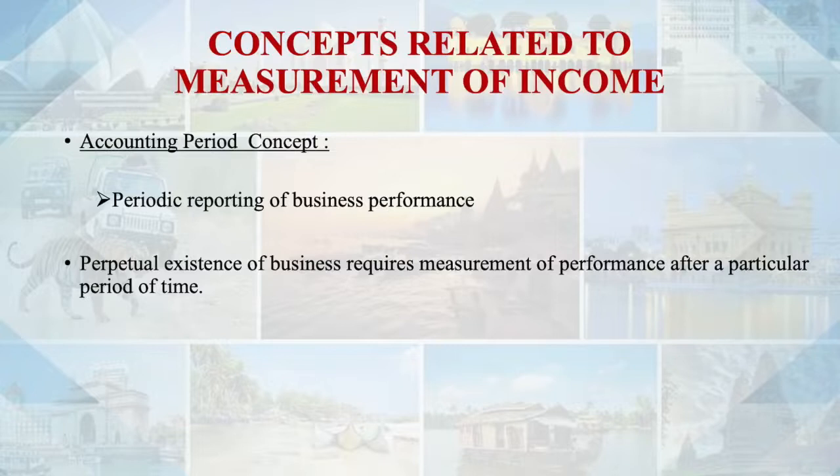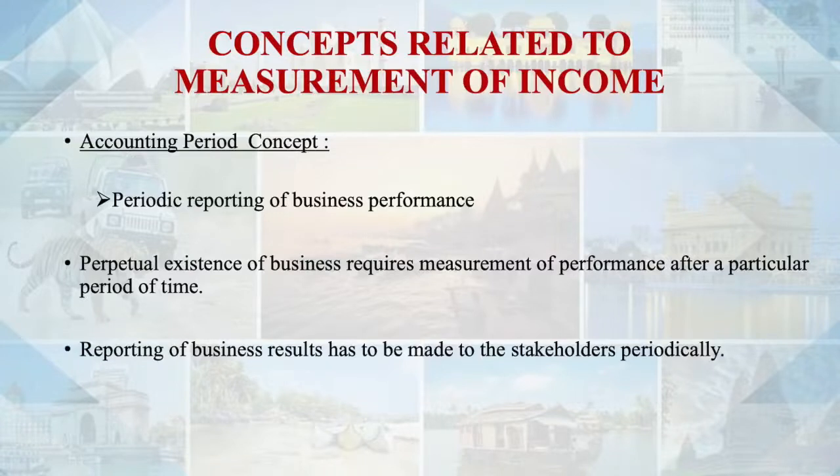We can find out the deviation, we can find out the reasons why the business is not performing well, so that corrective actions can be taken. But business has a perpetual existence. It is not going to wind up. It does not have a definite lifespan. So what is to be done? Should we wait till the end of the life of the business to calculate the profit and losses or the performance of the business? It's not possible.